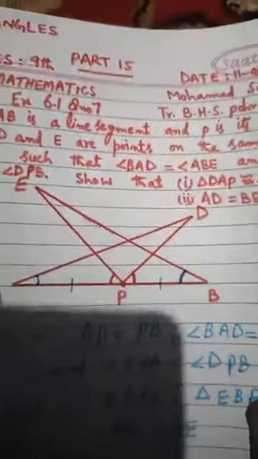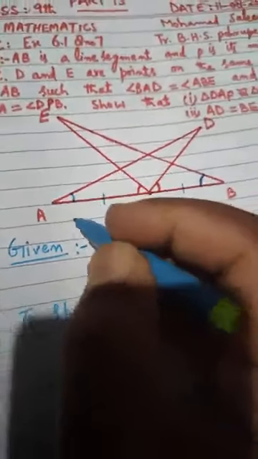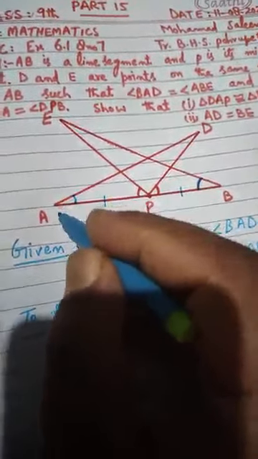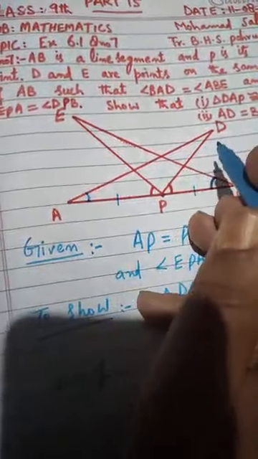Now we are going to take these two triangles. Now in triangle, which triangle? Triangle APD.